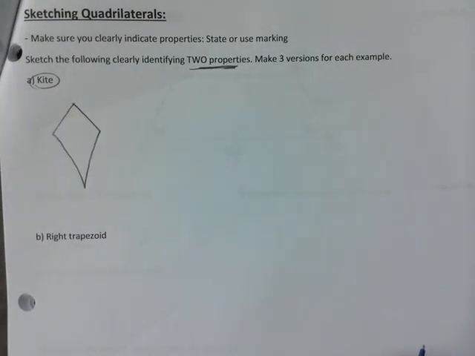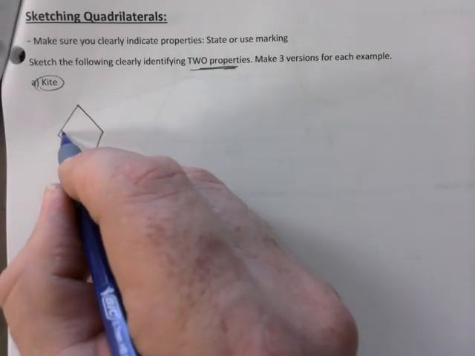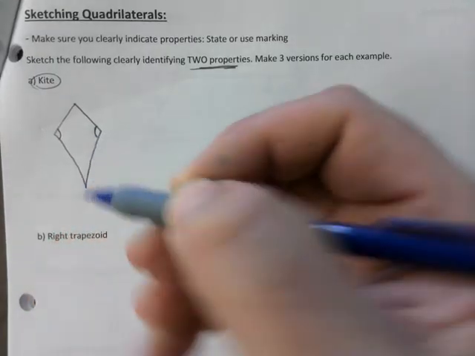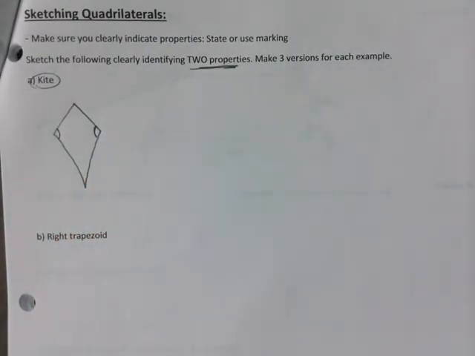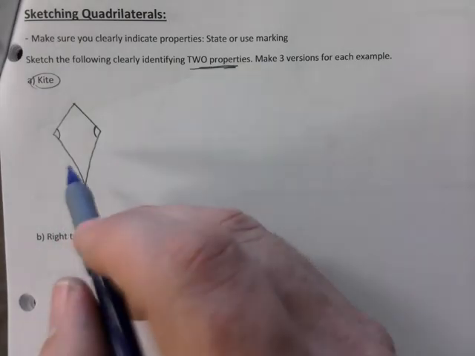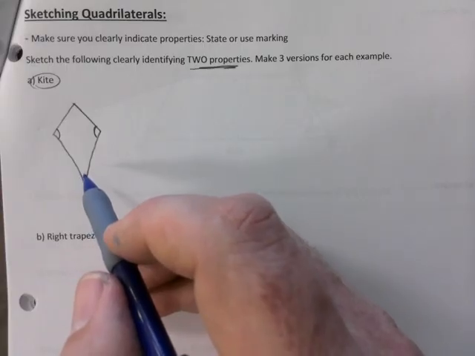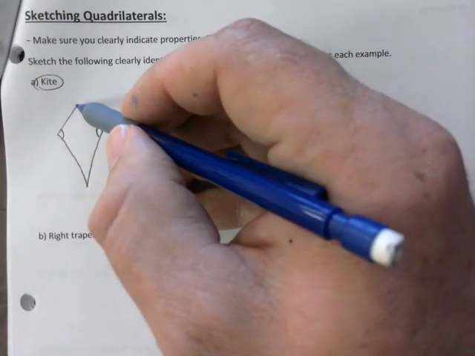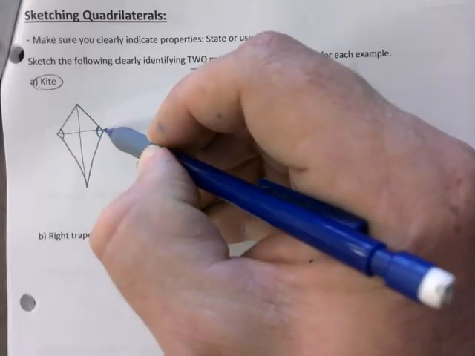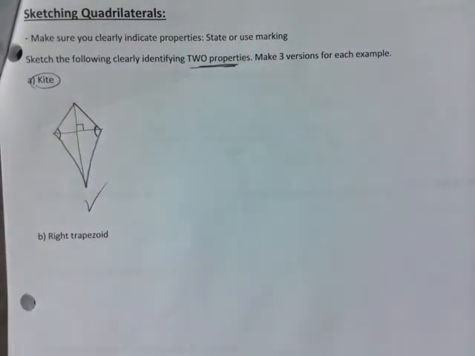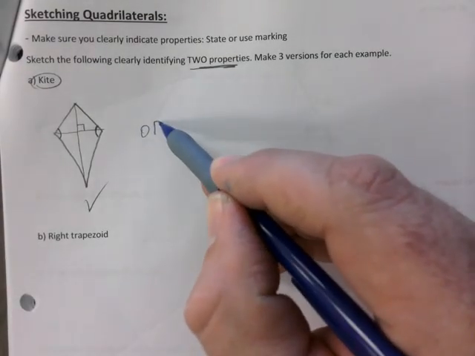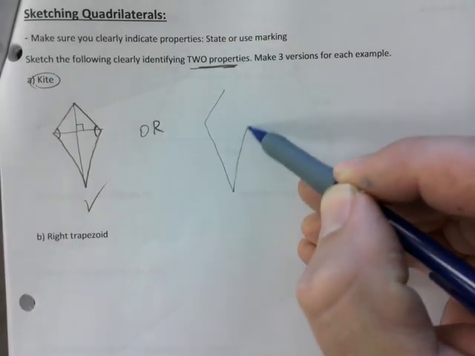One property is that these two angles are the same. You get 1 out of 2 marks already. Give me another property. Look at your study sheet. Let's talk diagonals. What do we know about diagonals? They meet at a 90, so you just go like this and put the 90 in there. Check. Two properties done.